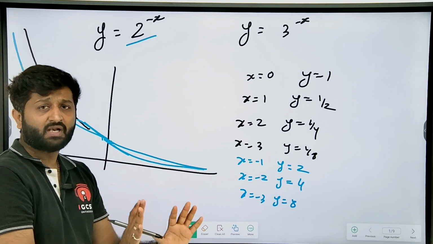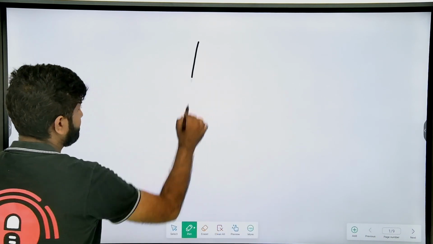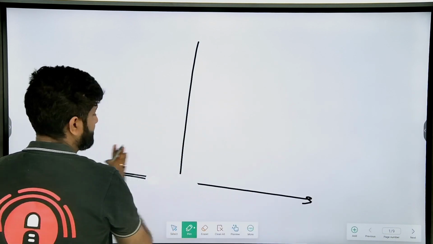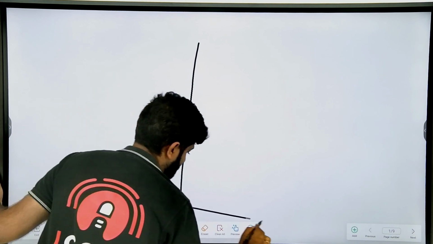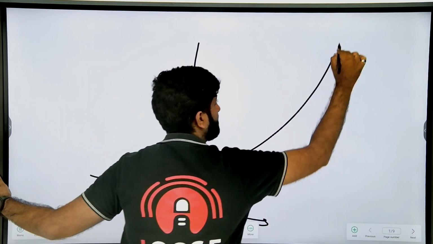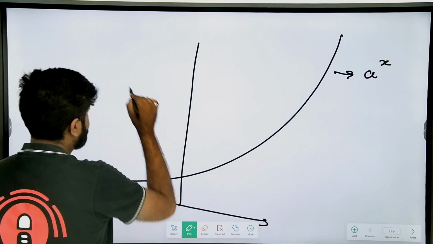Okay, so this is all exponential graph is about. Again, now what is the shape I need to remember? Just to give you a brief, this is one shape when your graph is a raised to x, right? And this is the second shape.